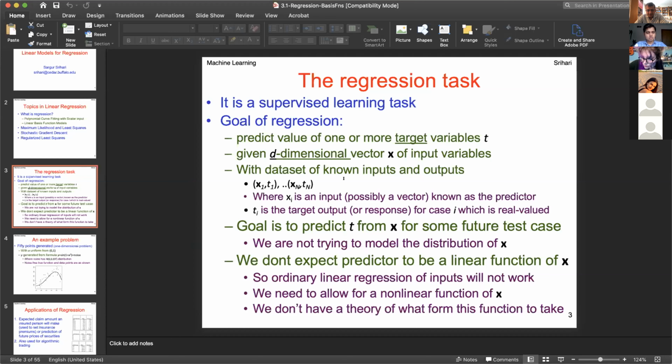And we don't expect the predictor to be a linear function of X. That's an important thing. So ordinary linear regression of inputs will not work, and we need to allow for a nonlinear function of X. And we don't have a theory of what form the function will take. So that is the general problem.